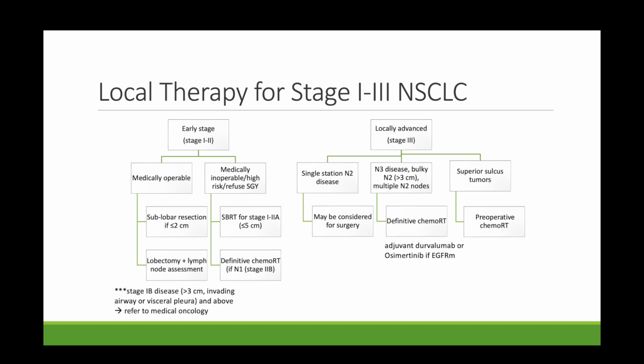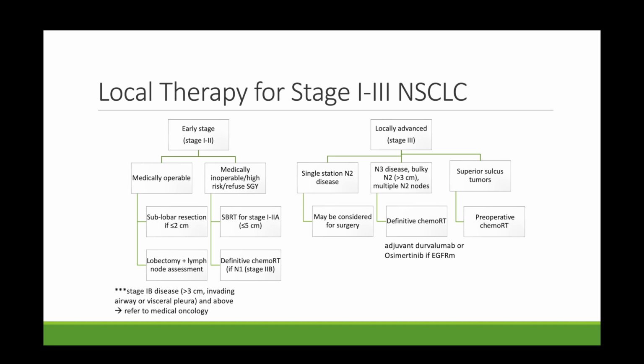And it's a mix of kind of technical considerations, or the likelihood of getting an R0, meaning margin negative resection, as well as prognostic considerations, meaning these patients are more aggressive and they're probably going to have a poorer prognosis. And so we typically think of them as not good candidates for surgery, and we treat them with definitive chemoradiation. So that's 60 gray and 30 fractions with weekly concurrent chemotherapy, usually double agent, something like carboplatin and paclitaxel.